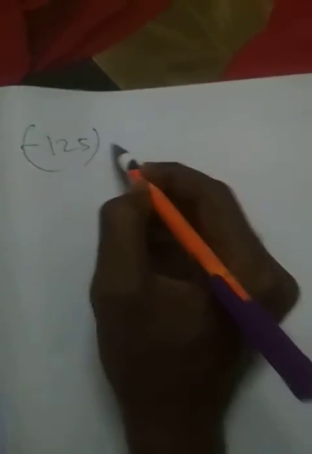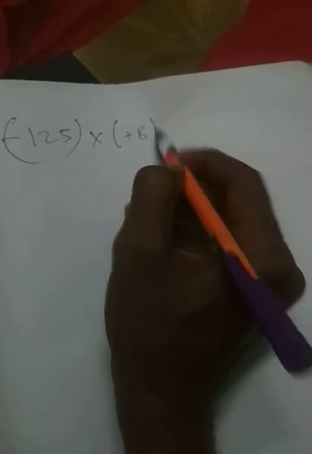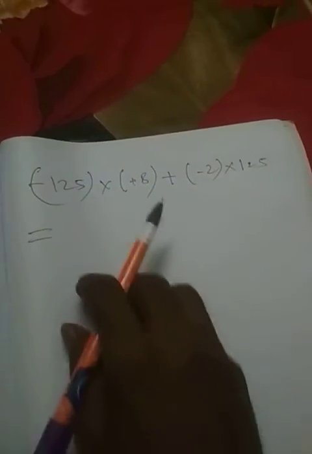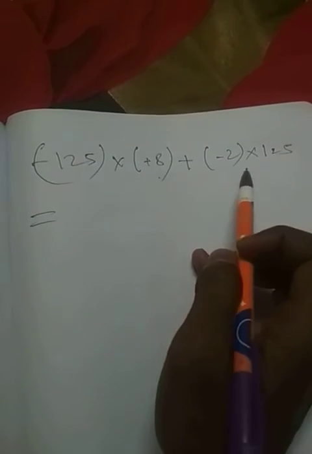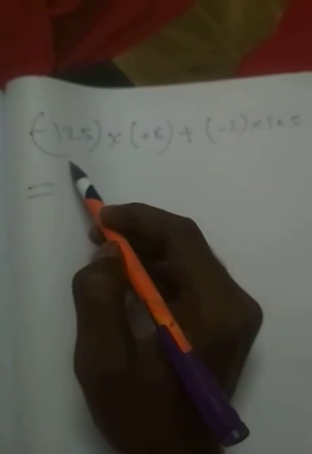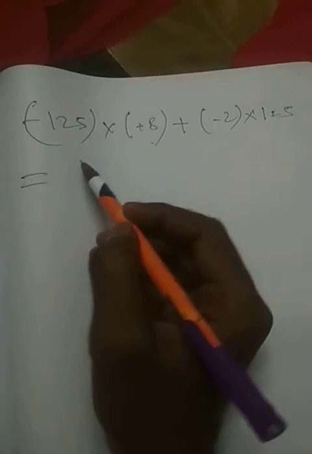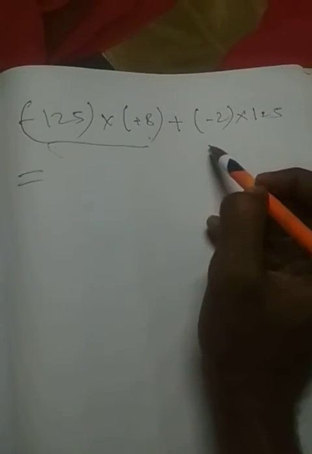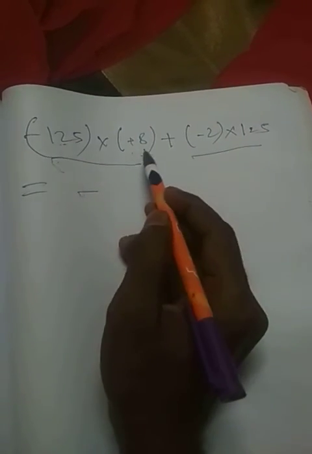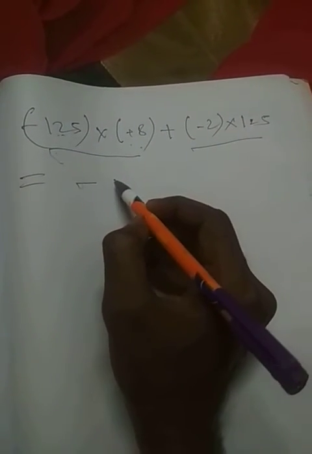If there is a math like minus 125 into plus 8 plus minus 2 into 125, you have to remember, if there is addition, multiplication, division all together, you have to first solve the division, after that multiplication, after that addition or subtraction. So here multiplication and addition are there, so first you have to do the multiplication. Here one is plus, that one is minus, so plus into minus gives minus. If you multiply them, the result will be 1000.